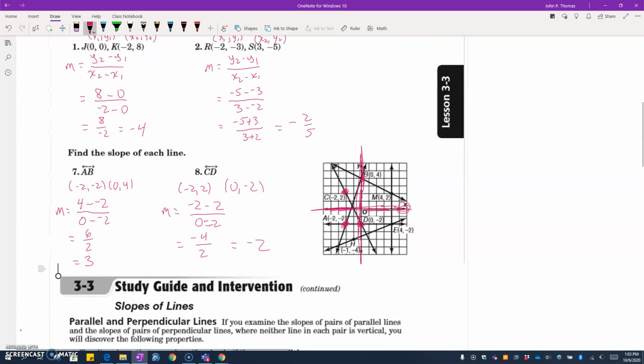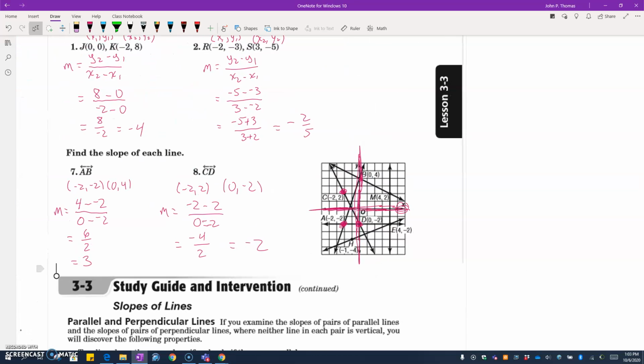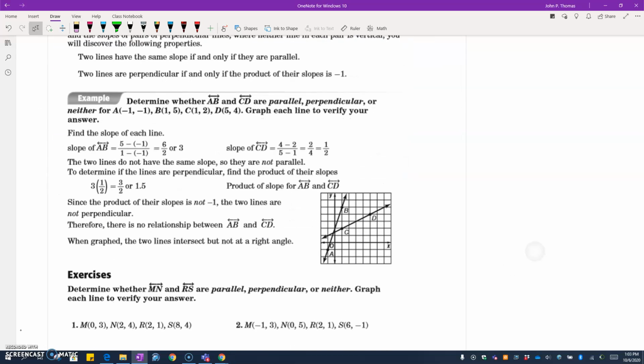Now, the second section deals with slopes of parallel and perpendicular lines. With parallel and perpendicular lines, the big thing we've got to keep in mind is that if two lines are parallel, they have the same slope. And if two lines are perpendicular, their slopes are opposite reciprocals. So we'll say line 1 and line 2. If line 1 has a slope of 2 and line 2 has a slope of 2, then we could say the lines are parallel.